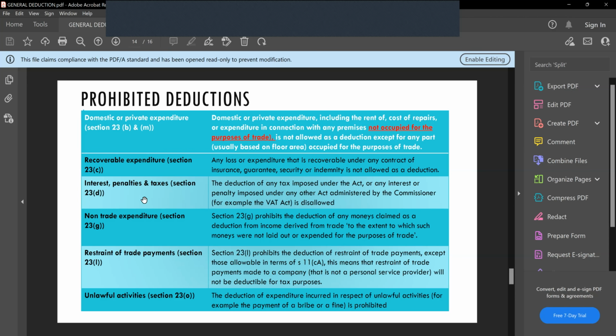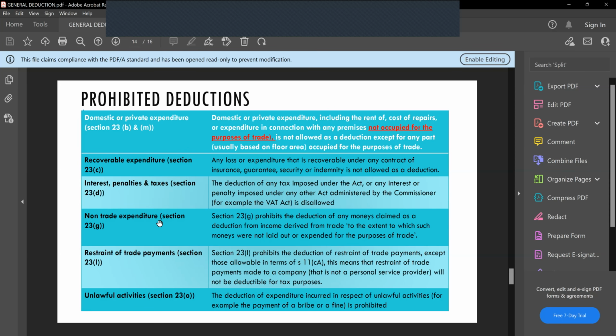Then there's interest, penalties, and taxes. These are prohibited in terms of Section 23D. The deduction of any tax imposed under the Act or any interest or penalty imposed under any act administered by the Commissioner, for example, the VAT Act, is disallowed. So you can't claim the interest, the penalties, and taxes imposed by any act as a deduction because they are prohibited in terms of Section 23D.